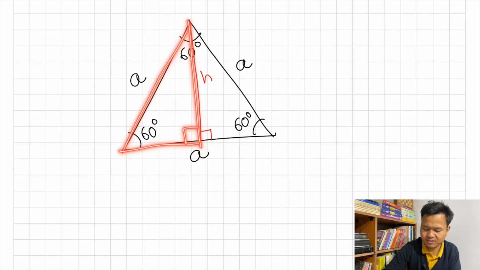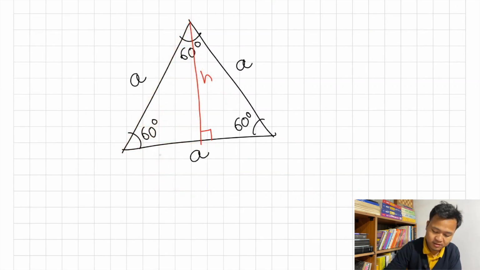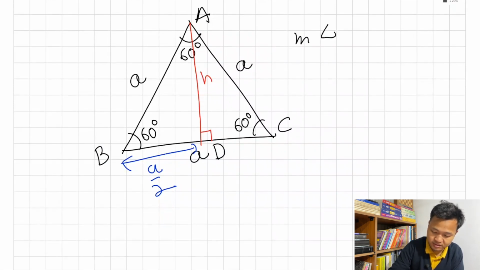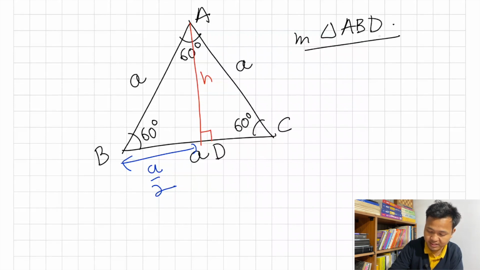That means you can apply the trigonometric functions. Because the angle here is 60, here you have h, and this is nothing but a by 2. So opposite to 60 I have h, adjacent to 60 I have a by 2. So I can find tan 60, right? Let's put some names, A, B, C, and D. So in right triangle ABD.